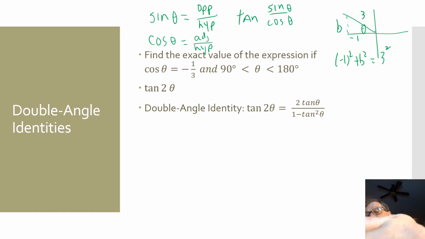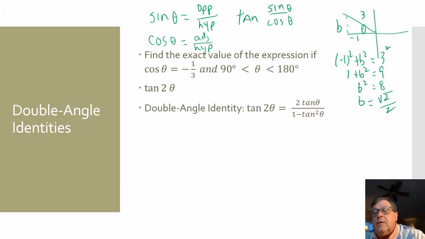We're trying to find the opposite side. So 1 plus B squared equals 9, and B squared is equal to 8. And so B is equal to the square root of 8, which is 2 times the square root of 2. So that means the sine is going to be equal to 2 square root of 2 over the hypotenuse of 3.